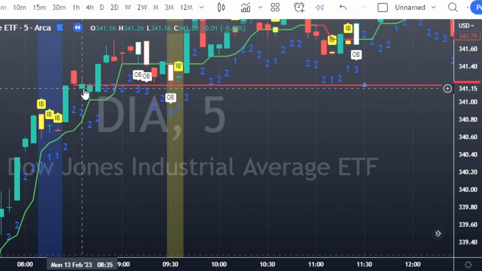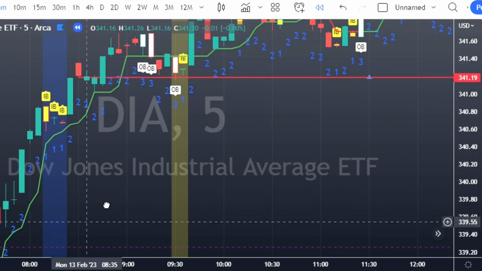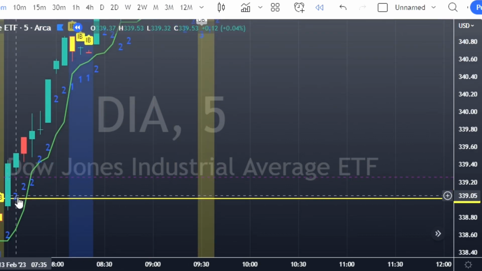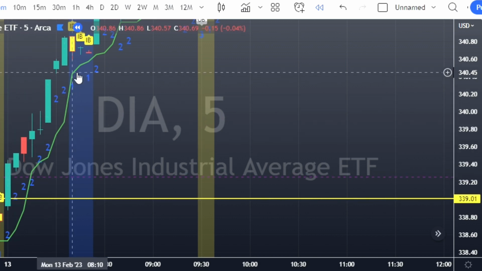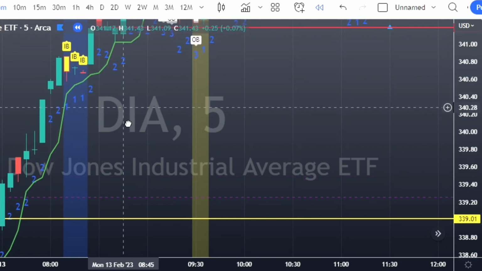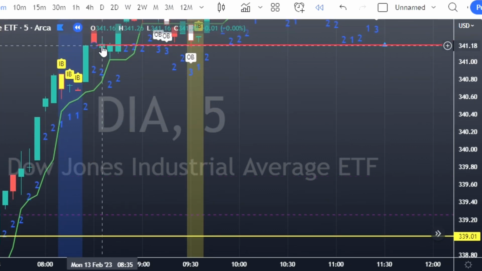We set triggers and targets on a higher time frame. We hopped down to the lower time frame to manage, and we didn't get out of the trade until it reversed on us way up here. 339 to 341. Guys, that's a trade.